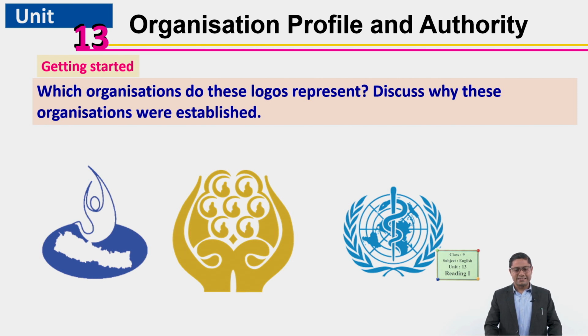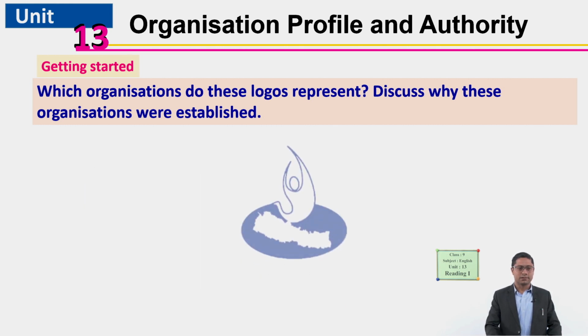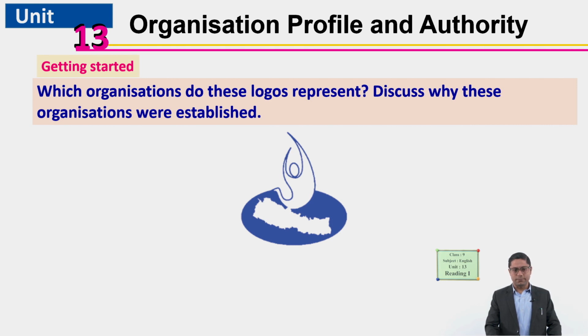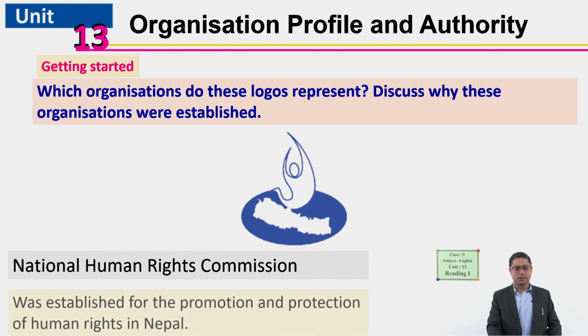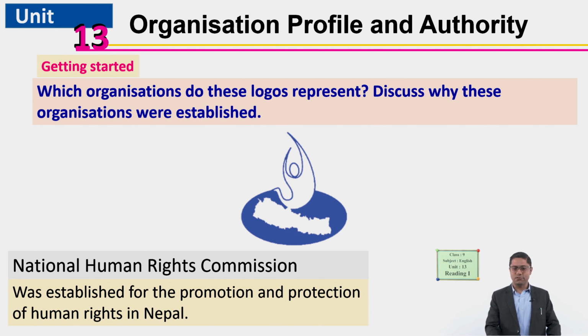Look there, you can see 3 logos. Now, you have to identify which organizations these logos represent, and then you need to also discuss why these organizations were established. Did you understand? Okay, let us discuss the first one. What does this logo represent? Very good. It represents National Human Rights Commission. And can you say why this organization was established? Good. It was established for the promotion and protection of human rights in Nepal.